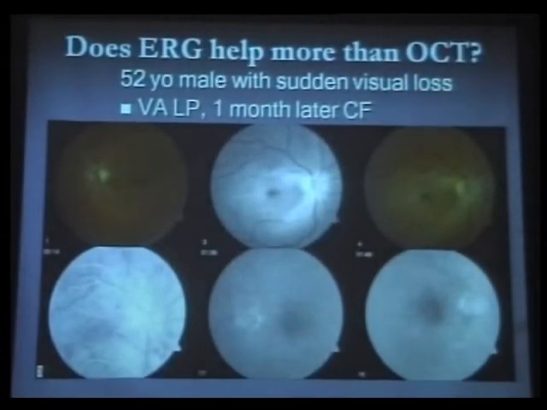All right, well, does ERG help more than OCT? I don't really know, I'm not sure. But ERG tells us something different than OCT. And this was a 52-year-old male with sudden visual loss. His vision was light perception, and this is when he came in. And if you look here, look at his optic nerve. The key here is that his optic nerve was swollen, and there was central retinal artery involvement as well with a relative cherry red spot. And you can see the swell here in the red free. And on fluorescein, it really filled very slow and very late.